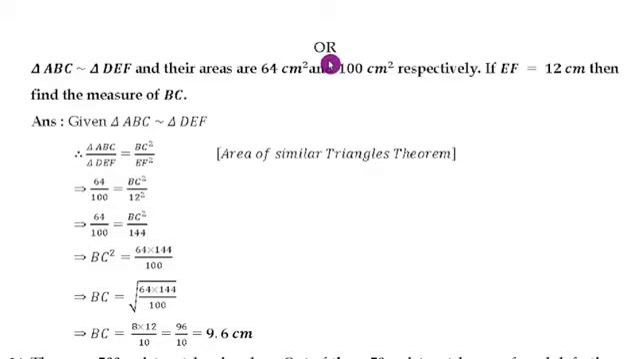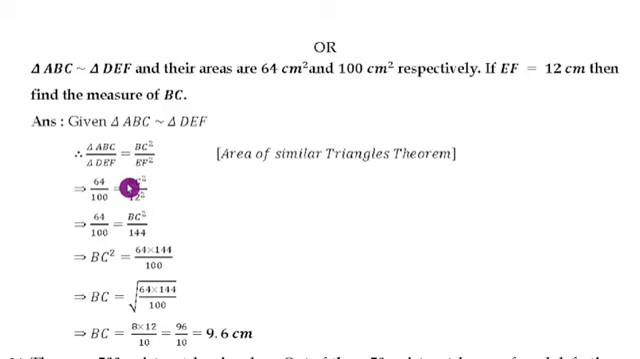In this question also they have given an option. Triangle ABC is similar to triangle DEF and their areas are 64 cm square and 100 cm square respectively. If EF is equal to 12 cm, then find the measure of BC. So here you have to use the area of similar triangles theorem. You know the theorem, that is area of triangle ABC by area of triangle DEF is equal to BC square divided by EF square.